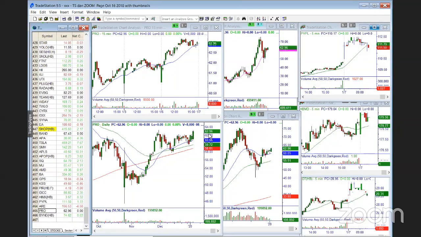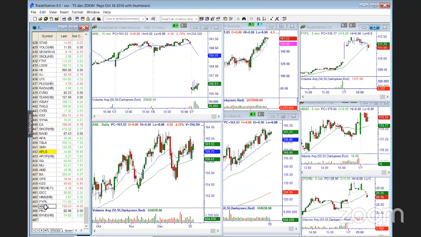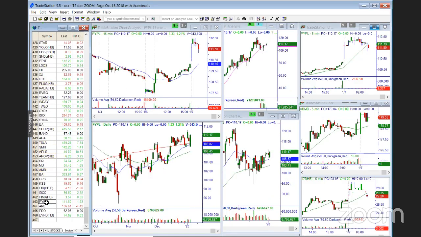Nice wide range closing breakout. I got rising 20, 50. Look at those beautiful MAs right there. That's a beautiful alignment. So yeah, I posted that as a long. ARE gapping down 156. That's a bearish gap. It's not a tier 1, so I need more information.